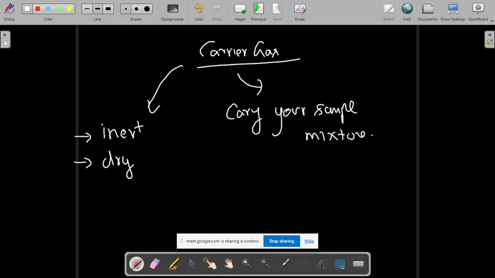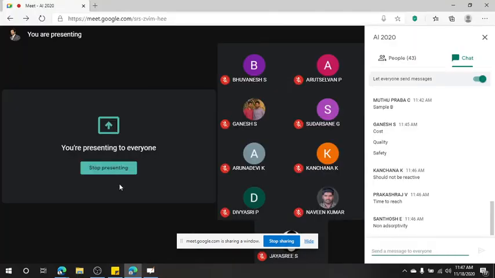So that means it should be dry. When it is wet, water will be adsorbed. Okay, so it has to be dry. It should be free from such things. Okay, so it should be dry. That's the second aspect. Third aspect you didn't touch upon, maybe quality.